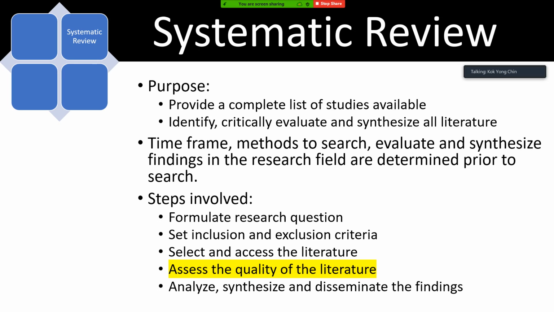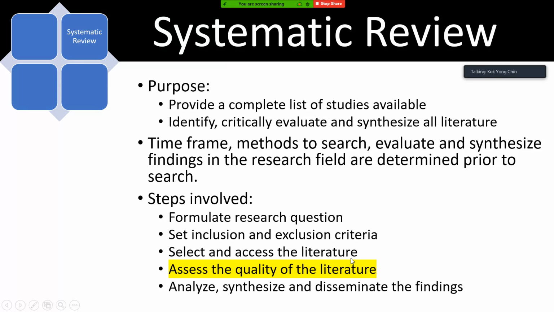You set inclusion and exclusion criteria for your search. What are the studies that you need to include, and what studies you do not want to include in your review? You need to select the studies based on a preset criteria, and then assess the literature.